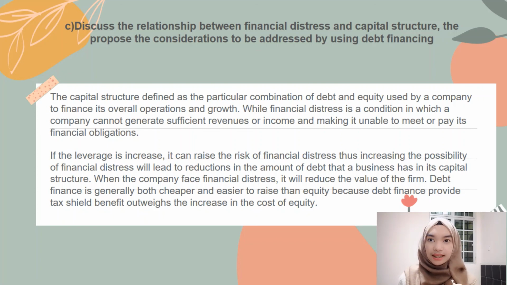If the leverage is increased, it can raise the risk of financial distress. Thus, increasing the possibility of financial distress will lead to reductions in the amount of debt that a business has in its capital structure. When a company faces financial distress, it will reduce the value of the firm. Debt finance is generally both cheaper and easier to raise than equity, because debt finance provides a tax shield benefit that outweighs the increase in the cost of equity.